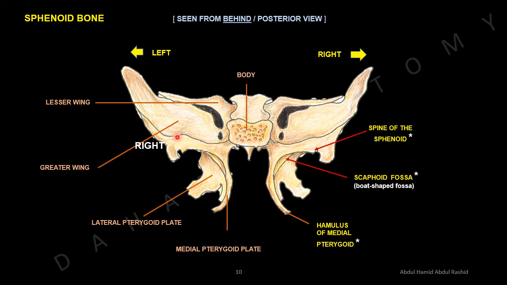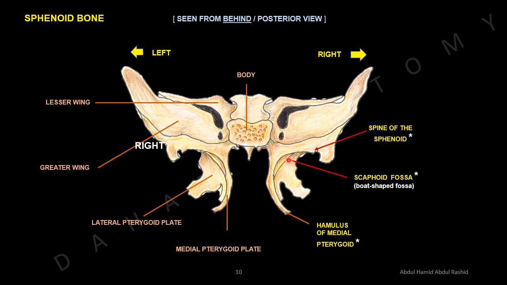This is the sphenoid bone, posterior view. This is the body of the sphenoid, the lesser wing and greater wing of the sphenoid, and these two processes on each side are the lateral and medial pterygoid plates. This is the posterior border of the medial pterygoid, which extends down and becomes the hamulus of the medial pterygoid.